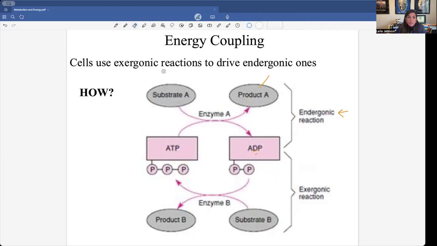So actually, this is what happened from here to here. We lost a chemical bond, which released the energy, which was then used by substrate A to produce product A. You see how that works? So adenosine triphosphate has 3 phosphate groups, and when you break a phosphate group, it releases energy. That's energy stored in a chemical bond.